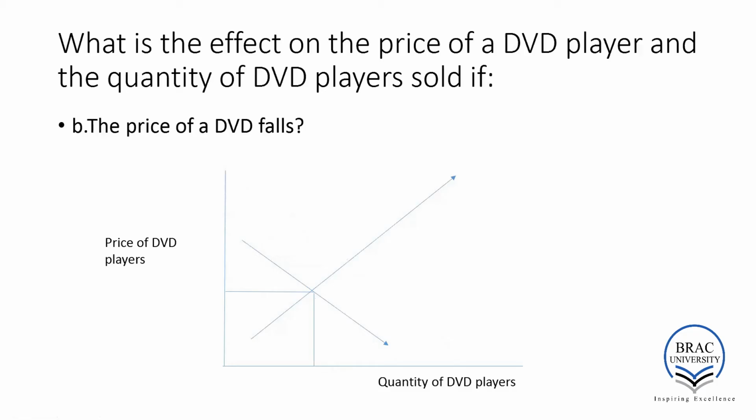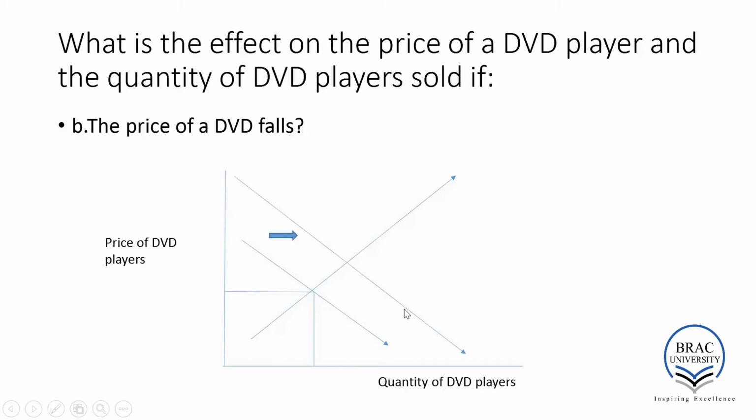Now, what if the price of DVDs falls? When the price of DVDs falls, the quantity demanded for DVDs will increase. So there will be more people demanding DVDs, so more people will need DVD players. In that case, we will have an increase in demand for DVD players. Whenever we have an increase in demand, we shift our demand curve to the right.